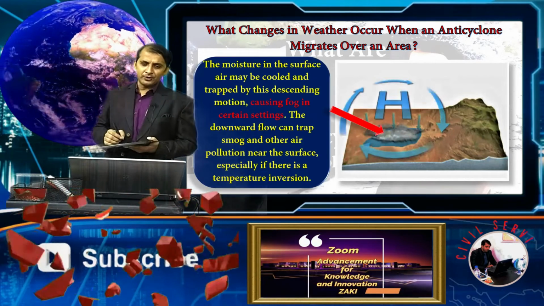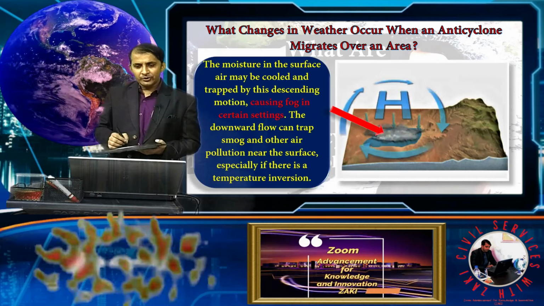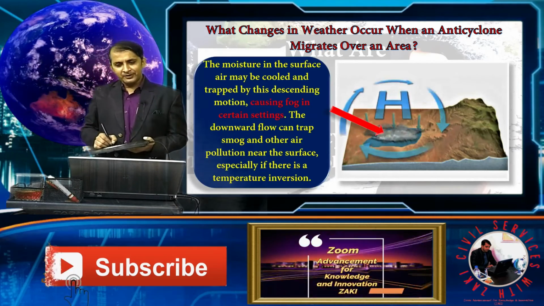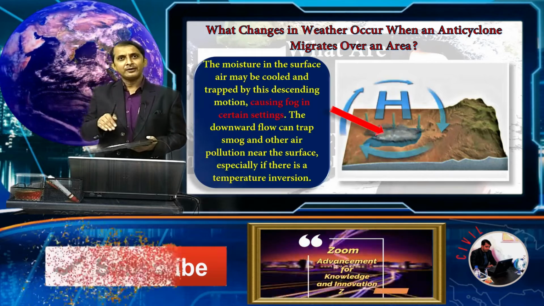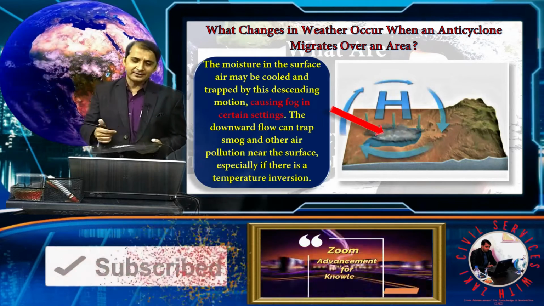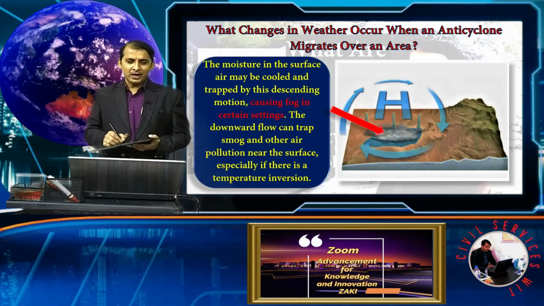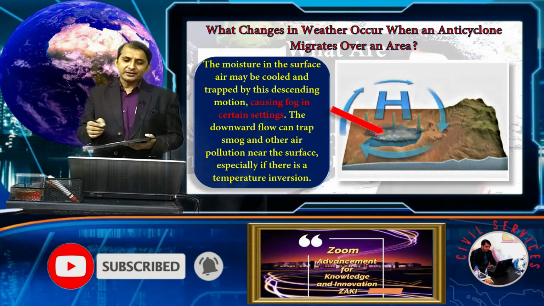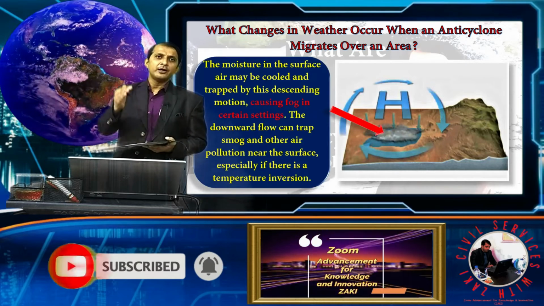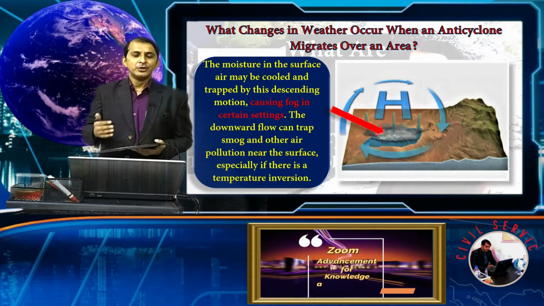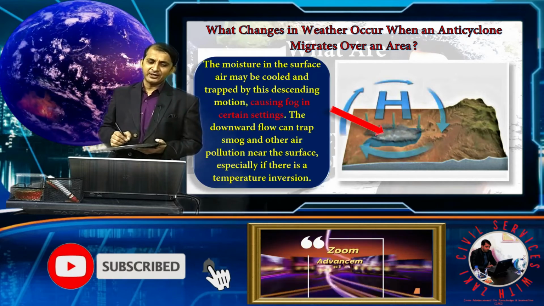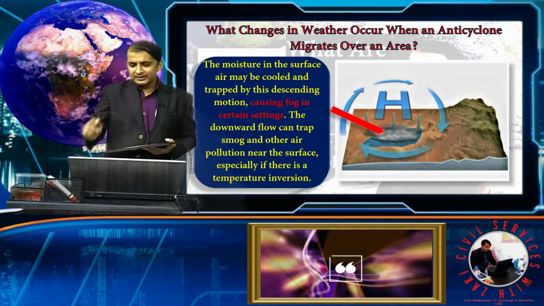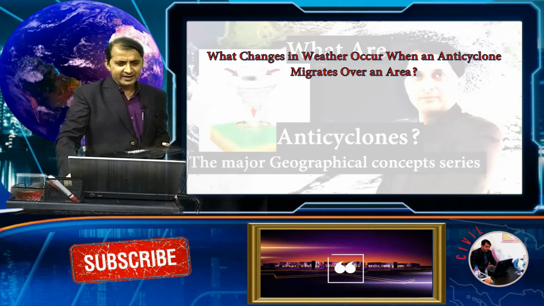If you see temperature inversion, basically due to the clear sky, some of the land is rapidly cooled in the night, but the upper area is not cooled so rapidly. That means these areas also exhibit temperature inversion. Due to temperature inversion, some smog, some fog, etc. are also found. Another thing is the changes in the wind direction.